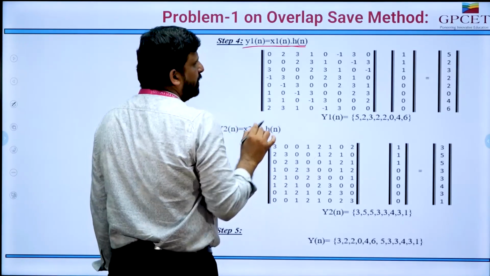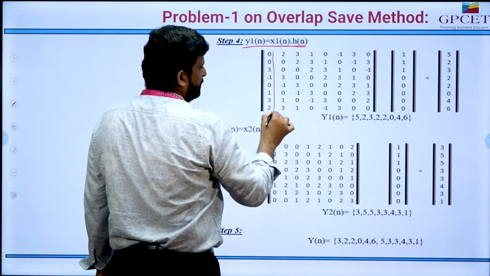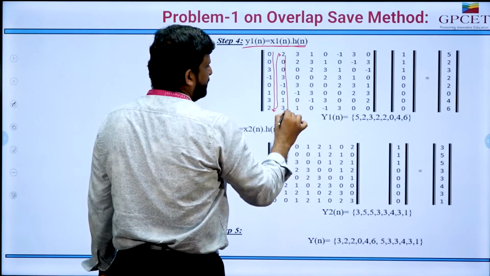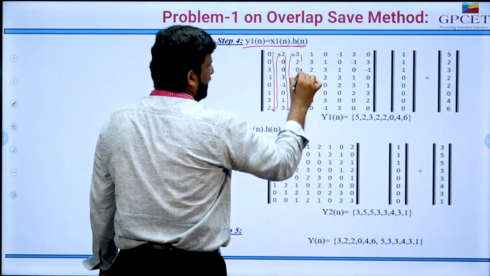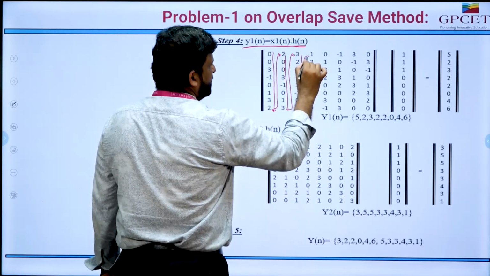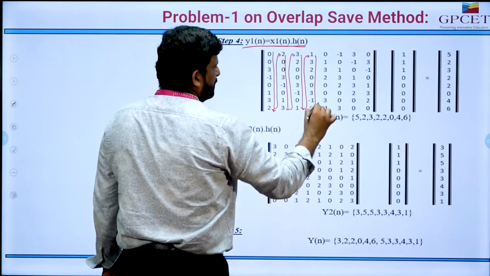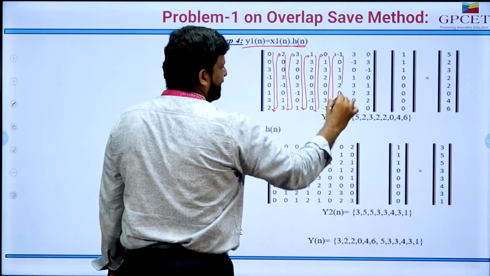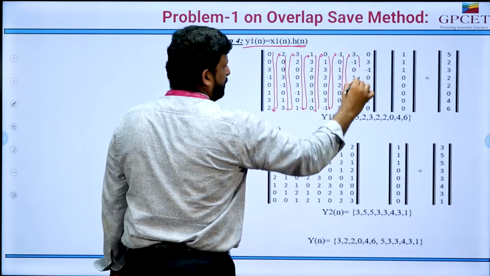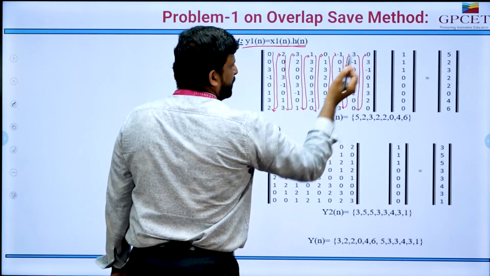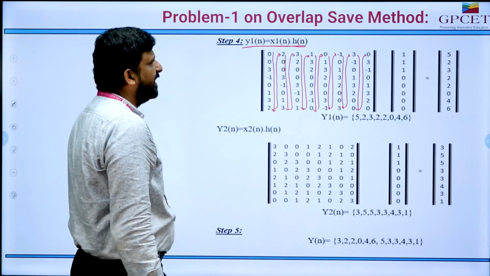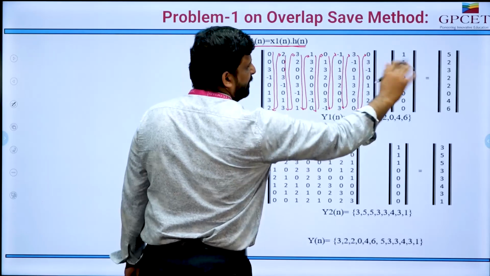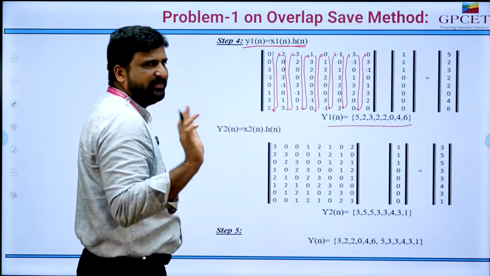We know the sequence y of n, so we have written this thing, and 2 goes first. Again I have written this, 3 goes first. I have again written this down, 1 goes first. Like this, the total x1 of k is represented in the form of a matrix. So overall I got the matrix representation of x1 of n, and this is multiplied with h of n. We know the value of h of n. After multiplying, this is the sequence y1 of n I got.